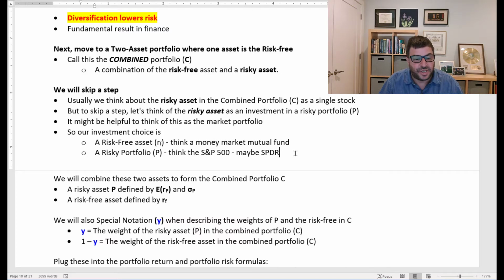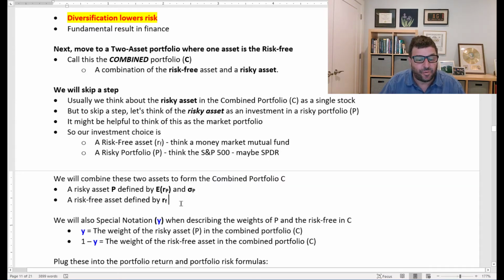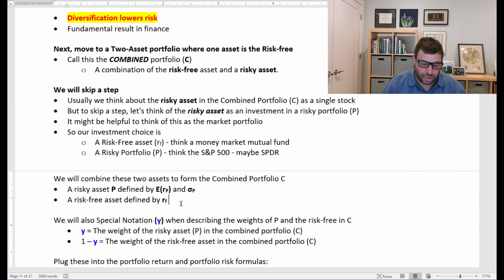It's going to be a risky portfolio P, totally defined by the expected return of the portfolio and the standard deviation of the portfolio, and a risk-free asset totally defined by RF. Now later on, when we talk about portfolios of risky assets, we're going to use the W's, W1, W2, W3, W4, to define the weights of the risky assets that go into this portfolio P.